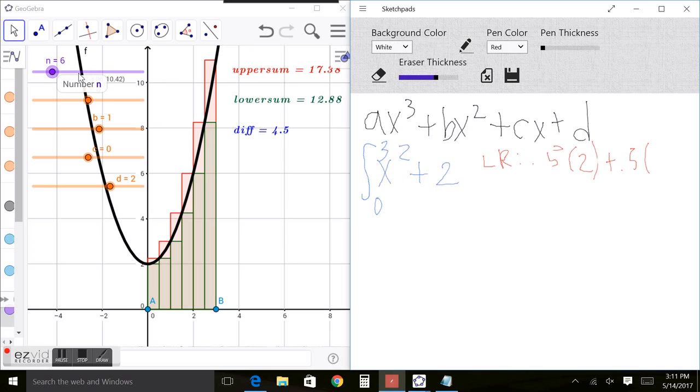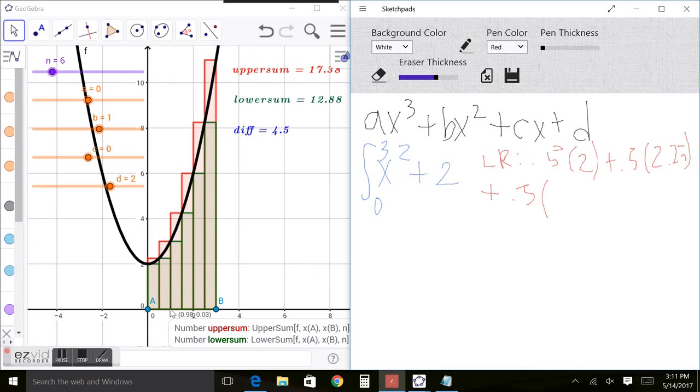So the next one is gonna be plugging in 0.5 to the equation. So it'll be this actual second box. When we plug in 0.5, I went ahead and did that for you. That's just 2.25. And then the next one is still 0.5, and that next box is when you plug in 1 into the equation, and that's when you get 3.